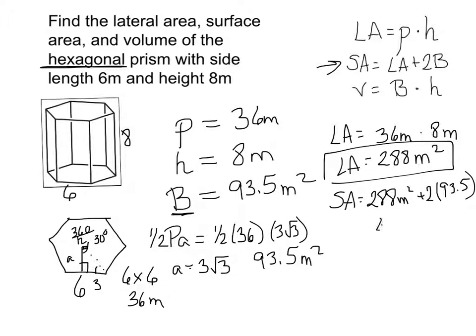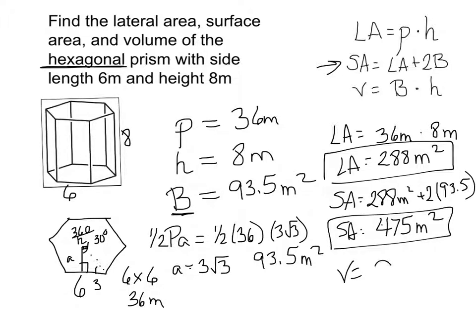We get 475 meters squared. And now for volume, we're going to plug in the area of the base, which is 93.5 meters squared, times the height, which is 8 meters. So I'm going to take 93.5 times 8. We get 748 meters cubed for our volume.